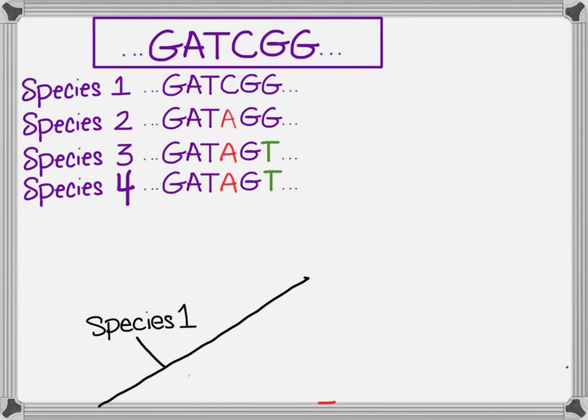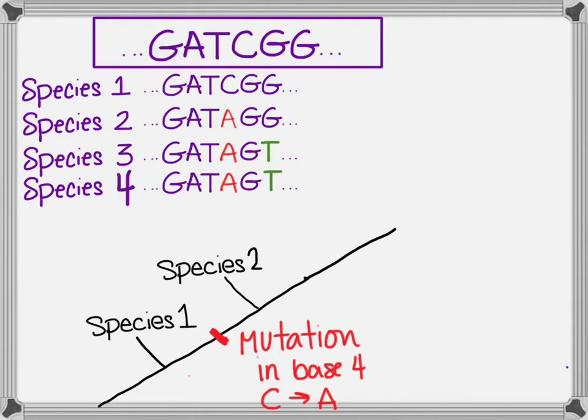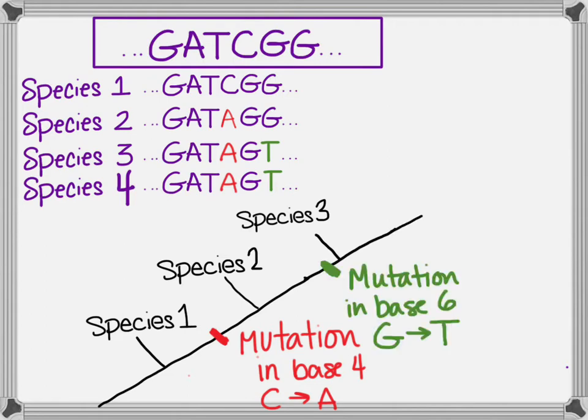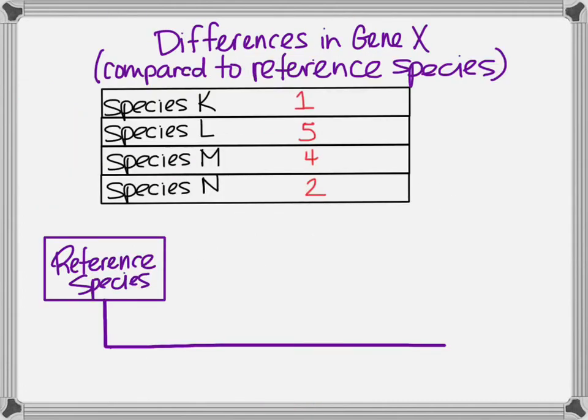Again, we know that species 1 is the original. We have other evidence that that's the original sequence. And we know that at some point a mutation in base 4 turned a C to an A. Species 2 arises after that, and species 3 arises after that. But for species 3, there was an additional mutation that occurred, which was that base 6 mutation, changing the G to a T. We know that both species 3 and 4 appear after that mutation in base 6. Pretty elementary so far?